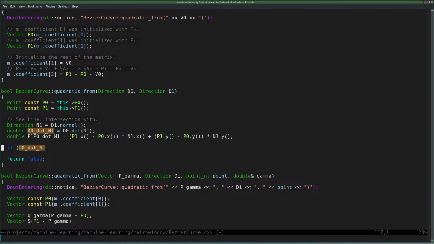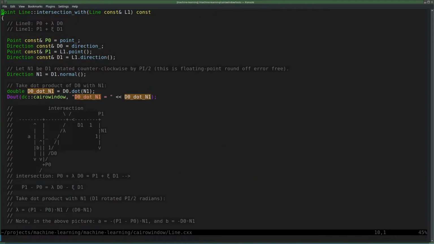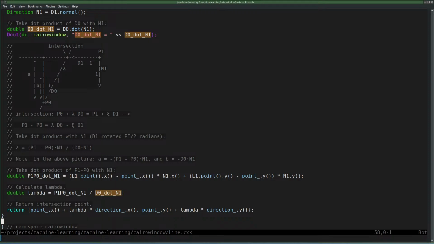Hey, Ninja, how are you, man? Yeah, I fixed it. So now I'm going to write the quadratic form for 2 directions, stealing it from this function.